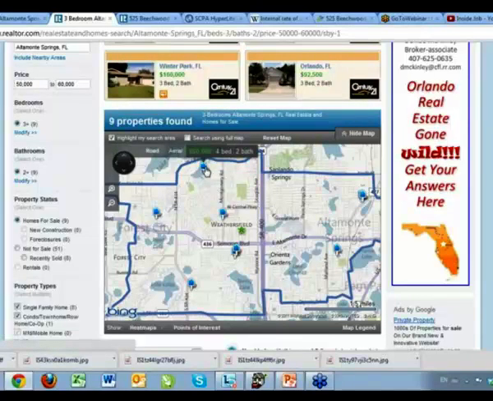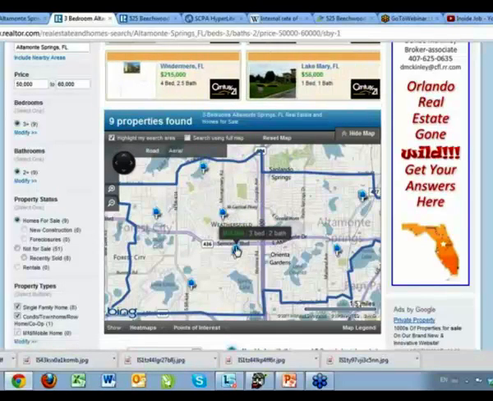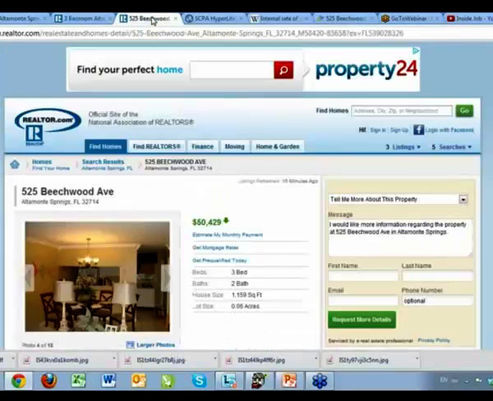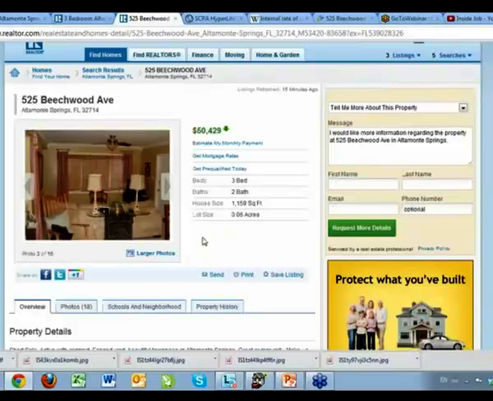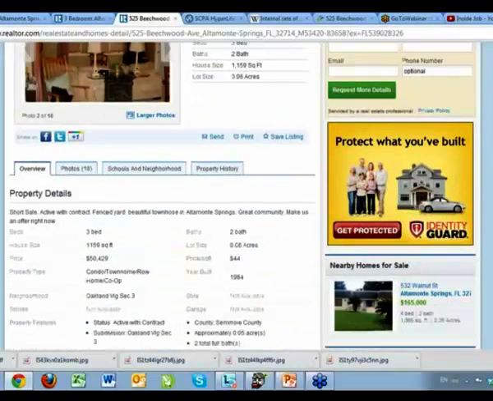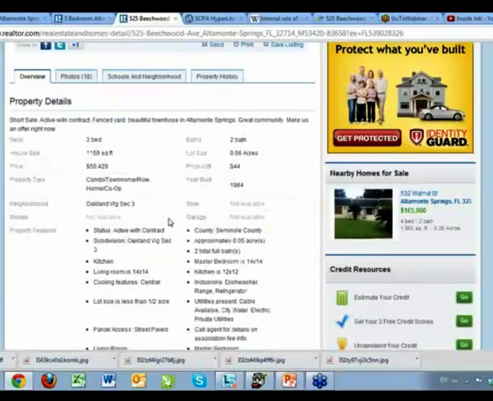So we've got here $60,000 for a 4-bedroom, 2-bathroom home. We've got here a 3-bedroom, 2-bathroom home for $50,400 and some change. 3-bedroom, 2-bathroom for $60,000. So if you're going to have a look here at this one, that's the $50,429 property. So 3-bedroom, 2-bathroom home, roughly 1,100 square feet. That's, call it about 105, 110 square meters. It gives you a little bit of history here.